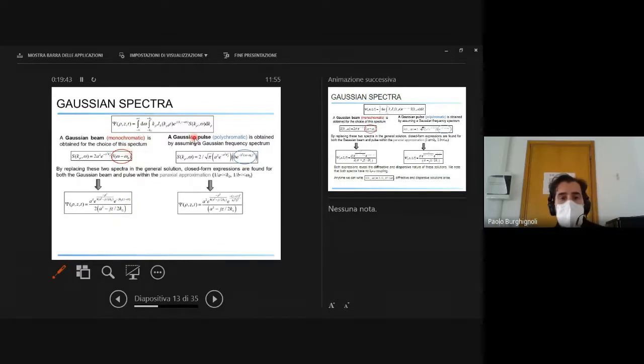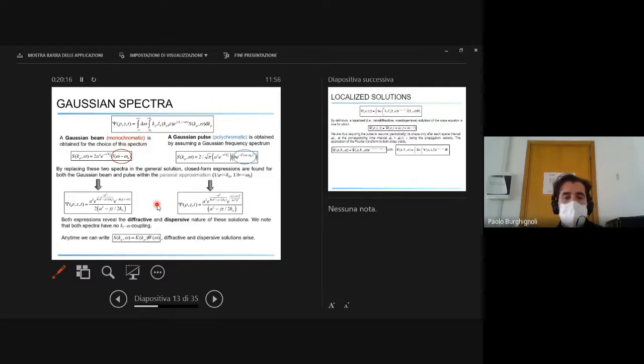On the other hand, we can also have a polychromatic solution if we allow the dependence on the angular frequency to be no longer given by a Dirac function, but again by a Gaussian distribution. And if we insert this expression in the integral relation reported on top, we again obtain, under the paraxial approximation, a closed form expression for this wave function.